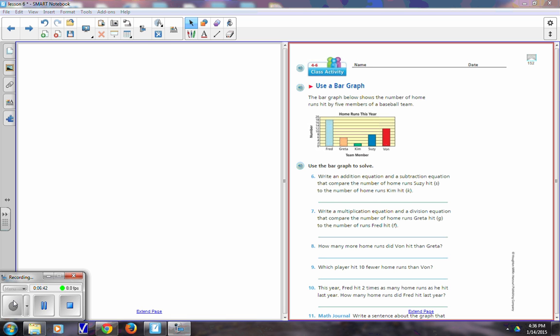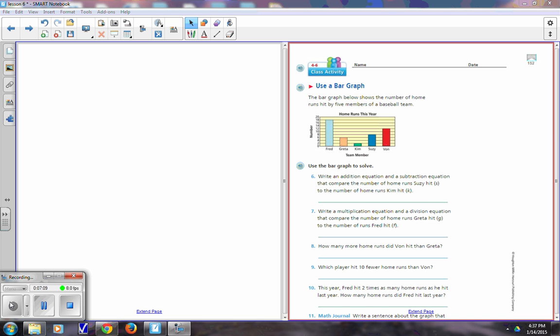Okay, so now we're going to look at a different kind of graph and compare some more numbers. If you look at page 152, this is called a bar graph. The bar graph below shows the number of home runs hit by 5 members of a baseball team. Ooh, baseball, my favorite.